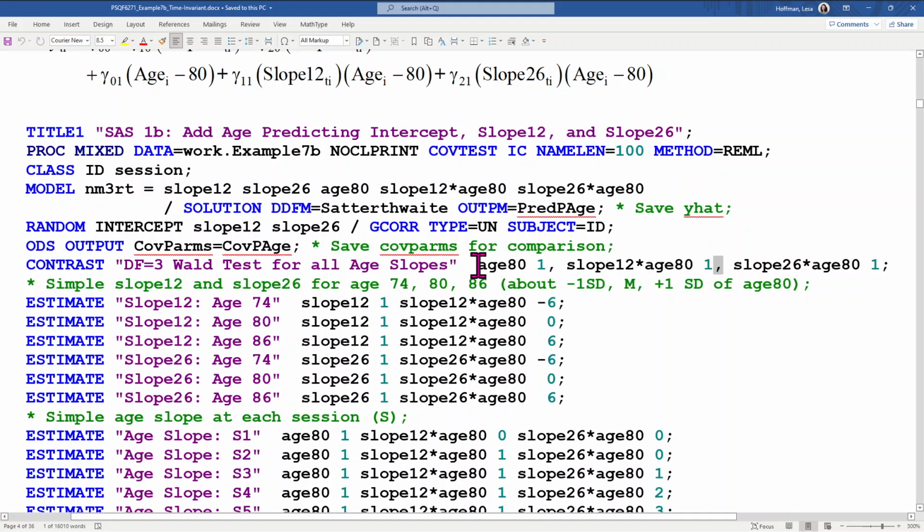So this is answering the question, does age contribute to the model? Another way of thinking of it is, I'm going to end up with an increase in the total R-square after adding age. Is that increase in the total R-square significant? The answer is given by this hypothesis test of those three slopes.